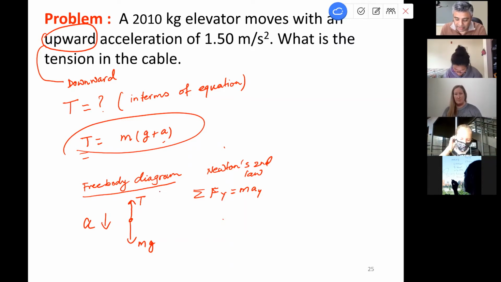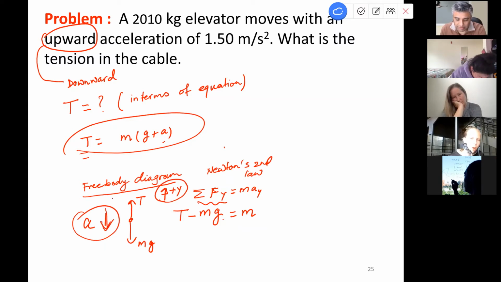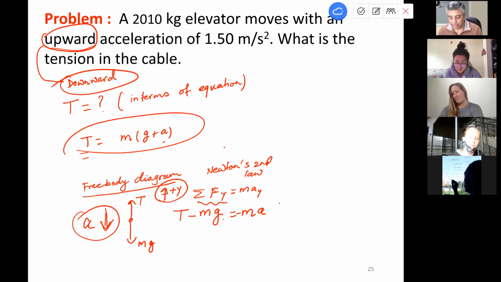So before I can write this equation, I need to choose an axis. Let's say I choose positive y up, then my tension is positive, mg is negative. That's the sum of forces, okay? And then mass times acceleration. Now acceleration is a, but it's down. We chose up as positive, but the acceleration is down. It's accelerating downward, so it's going to be negative a. So negative m times a.